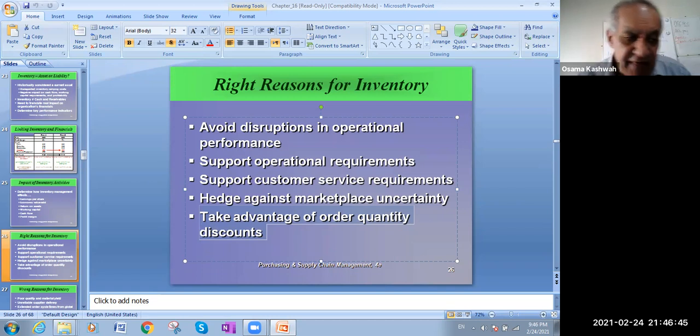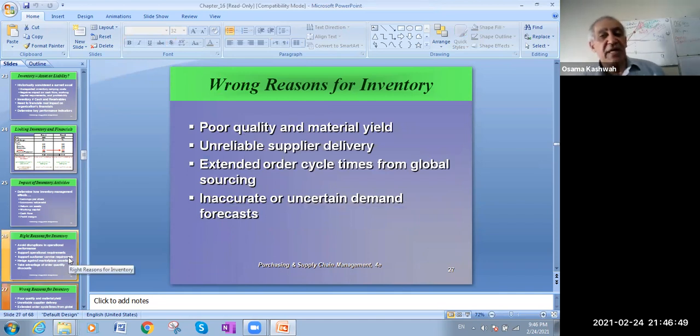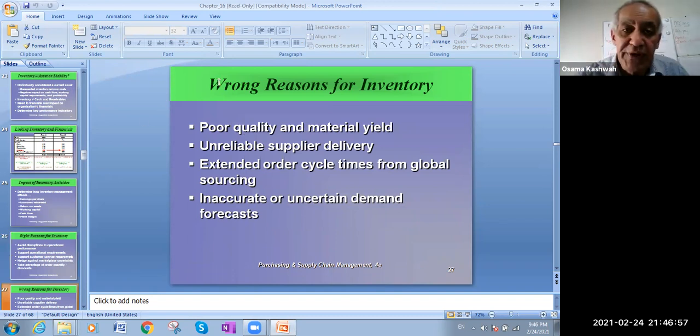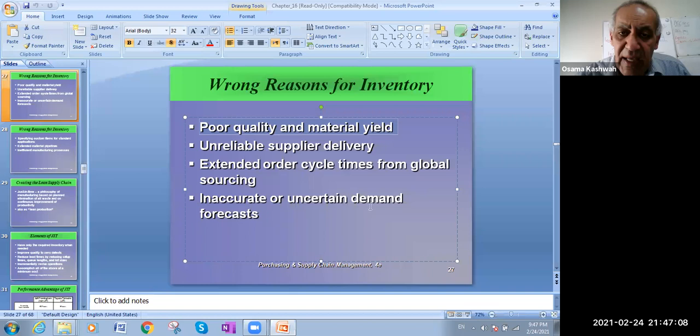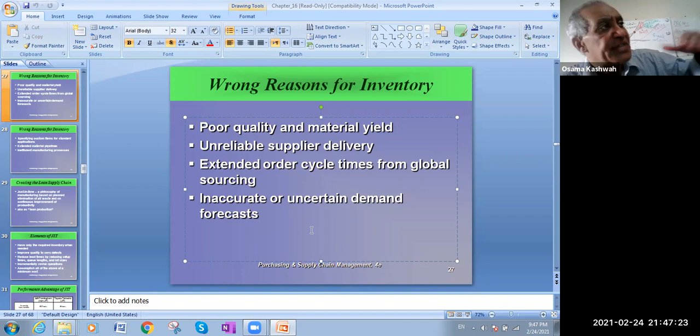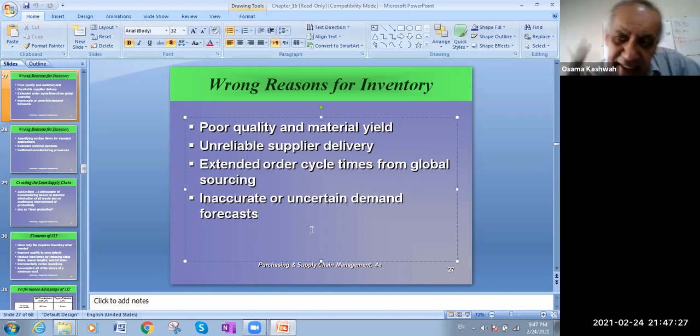Then I will go to slide 27. I'm just taking the main ideas of this chapter. Just as there are right reasons for inventory, there must also be wrong reasons for inventory, as you see here. Poor quality and material yields. Why shall I keep bad stuff? Unreliable supplier delivery. This is another point. Extended order cycle time. Inaccurate or uncertain demand forecast. If you made a mistake in assessing your needs, assessing them less than you ought to, or more than you have to, in both cases we call it inaccurate.